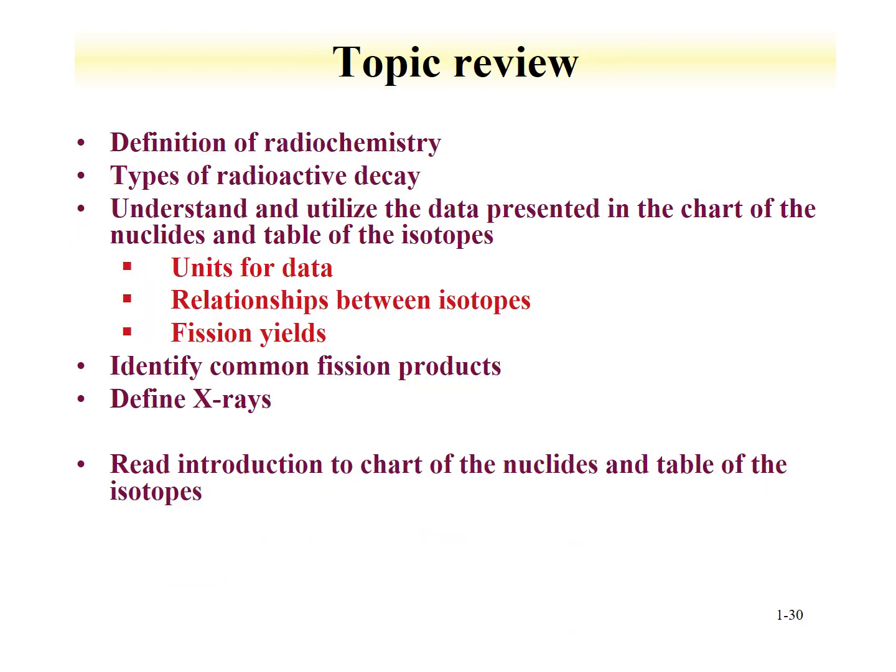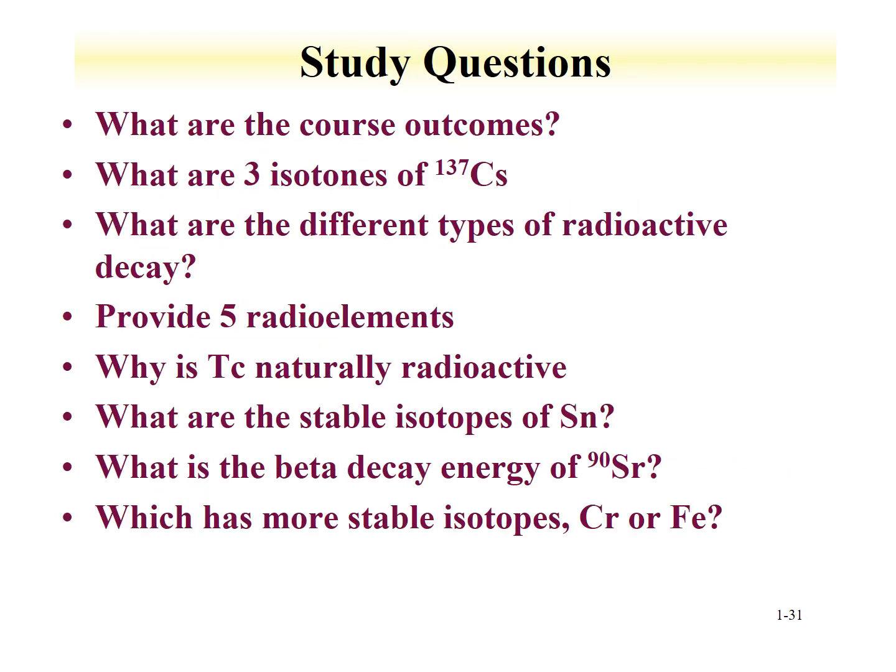Okay, so let's review what we went over in this lecture. We defined radiochemistry. We talked about different types of radioactive decay. We discussed the data presented in the chart of the nuclides and the table of the isotopes. And we identified things about fission products and photon emission. As a reminder, you should read the introduction to the chart of the nuclides and the table of the isotopes.